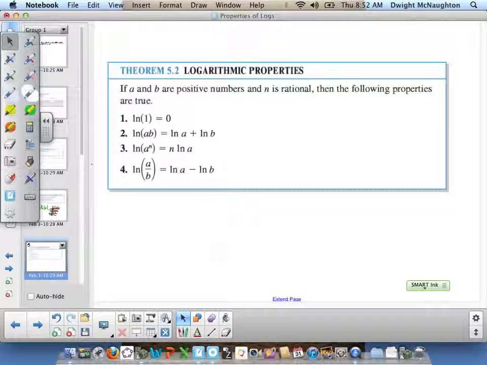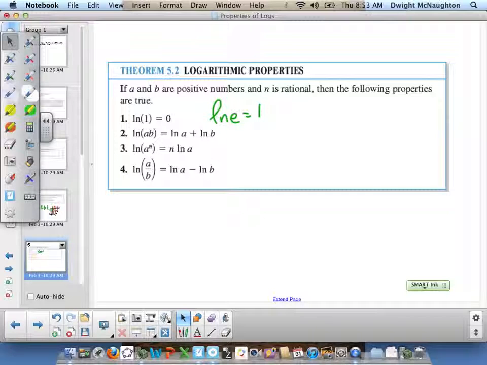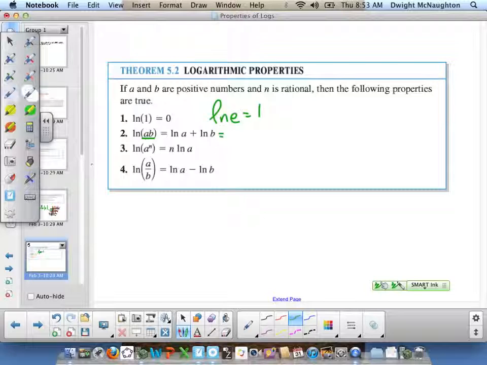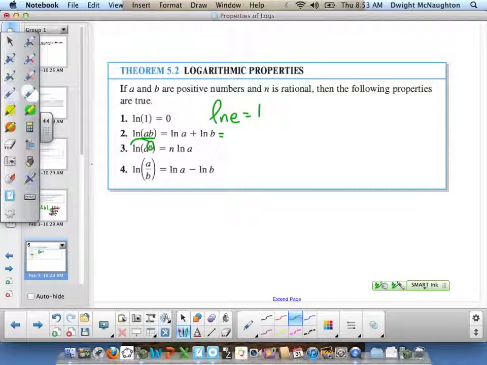All right, some properties you need to know. You need to know the natural log of 1 is 0. I'm going to even include, you need to know that the natural log of e is 1. You need to know that when you have a multiplication in the log, you can split it to addition of the logs. Very important for taking derivatives, that you be able to split it. You need to know the power rule of logs. Anytime there's a power in there, you can bring it out front and multiply it. And then division of logs is subtraction of the logs.